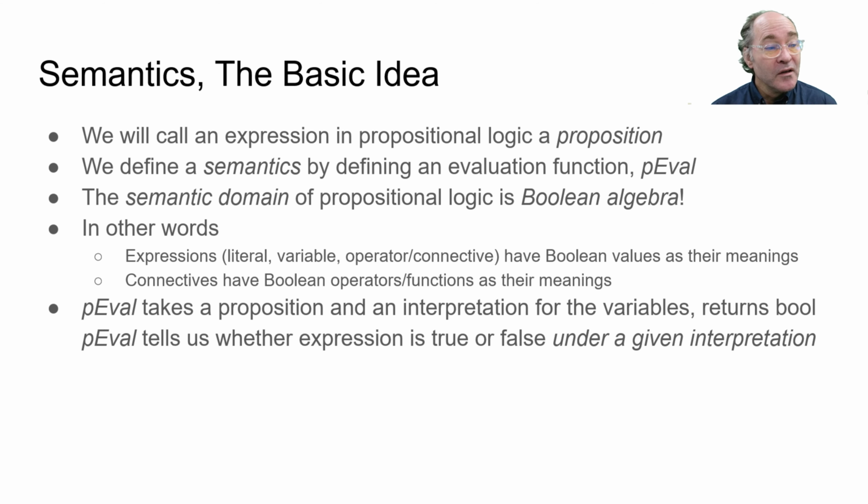Okay, so the final bullet: p-eval takes a proposition, a syntactic expression, and an interpretation for the variables, just like we've seen for arithmetic expressions, and returns a Boolean value. It tells us whether an expression, a proposition, is true or false under a given interpretation. And remember, again, such an interpretation is simply a function from variables to their corresponding Boolean values. And there are many interpretations for any given set of one or more variables.